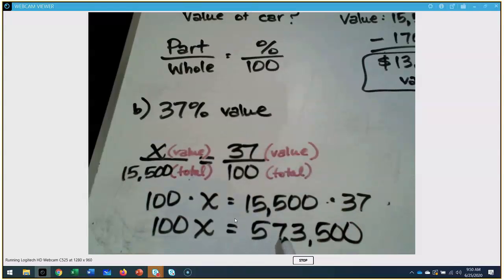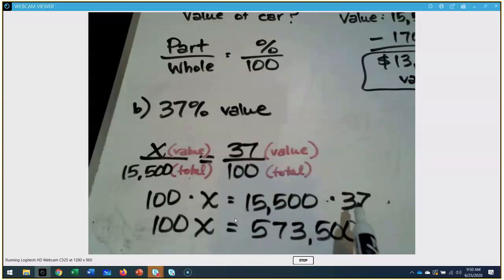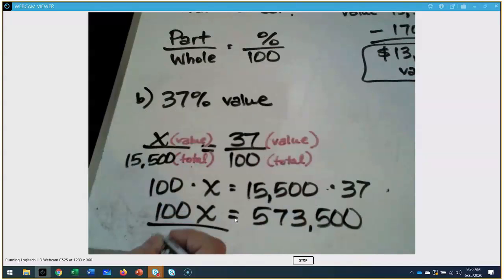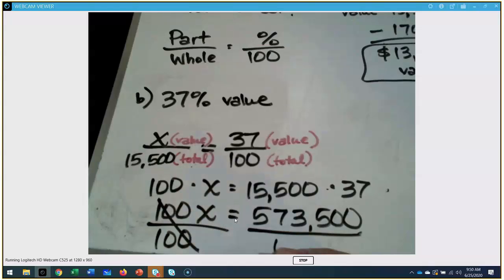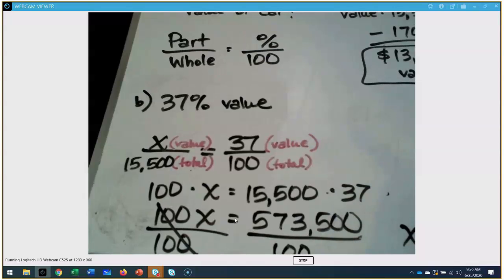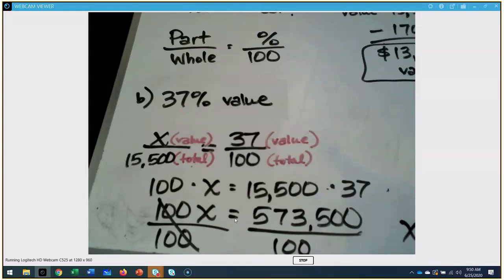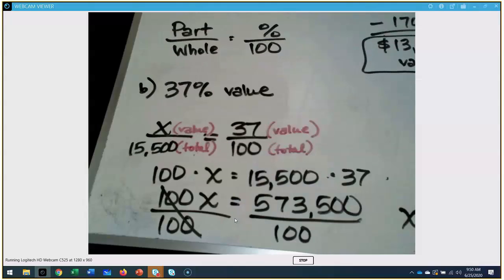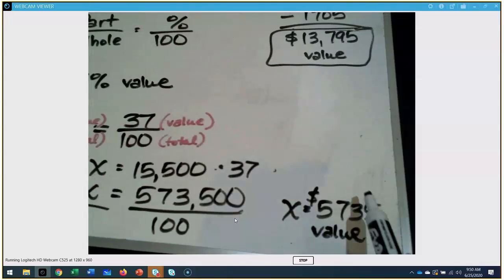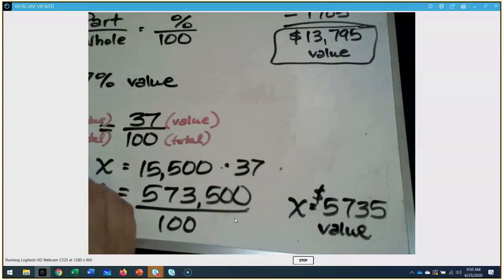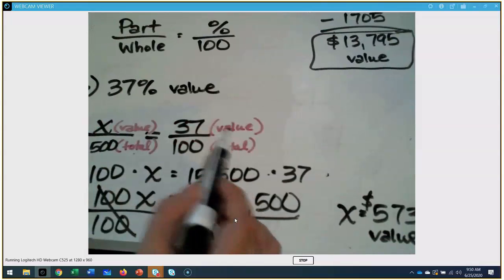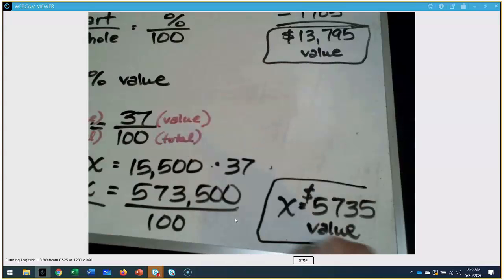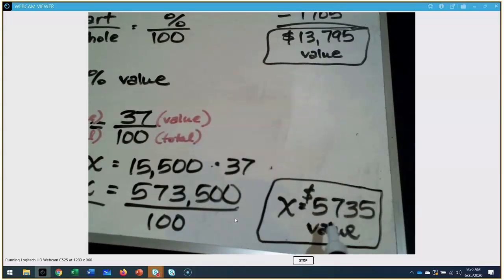I got 573,500 when I multiplied those two together. So then when I divide by the number in front, that gives me 5735. And that represents the value of the car. That's what they told me in the problem. So I don't need to do a separate step and subtract anything. That's what the car will be worth after 5 years.